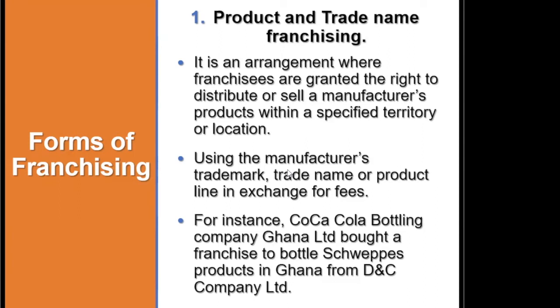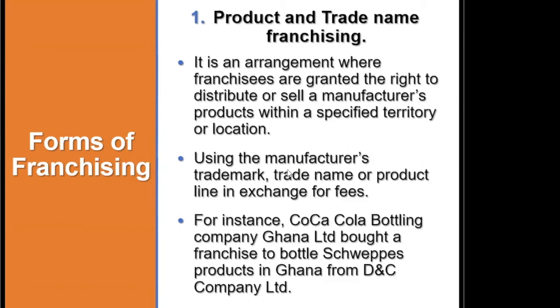And in this case, you have to adhere to it because you are using the manufacturer's trademark, their trade name, or their product line, which you have paid for. They could have licensed or franchised the same trademark or trade name to another organization within a particular territory. So you have to adhere to the policy such that you do not extend your reach into another franchisee's territory, which could bring about conflict. So for instance, some years back, Coca-Cola Bottling obtained the license to be able to manufacture Schweppes in Ghana from a company known as DNC Company Limited.